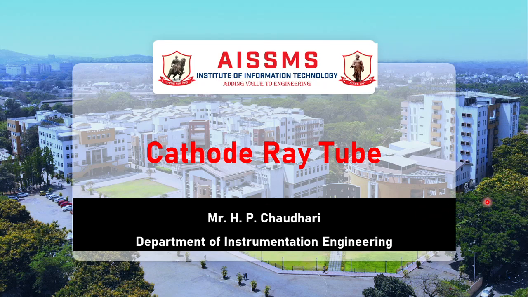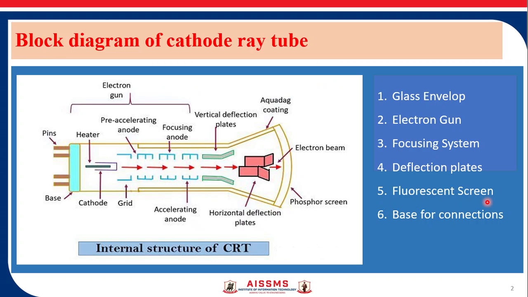Friends, in this video, we are going to learn the block diagram of cathode ray tube. This is the block diagram of cathode ray tube. Cathode ray tube is a device that uses a beam of electrons in order to produce an image on a screen. Cathode ray tube consists of five major parts such as glass envelope, electron gun, focusing system, deflection system, and fluorescent screen. Now we will learn each part.